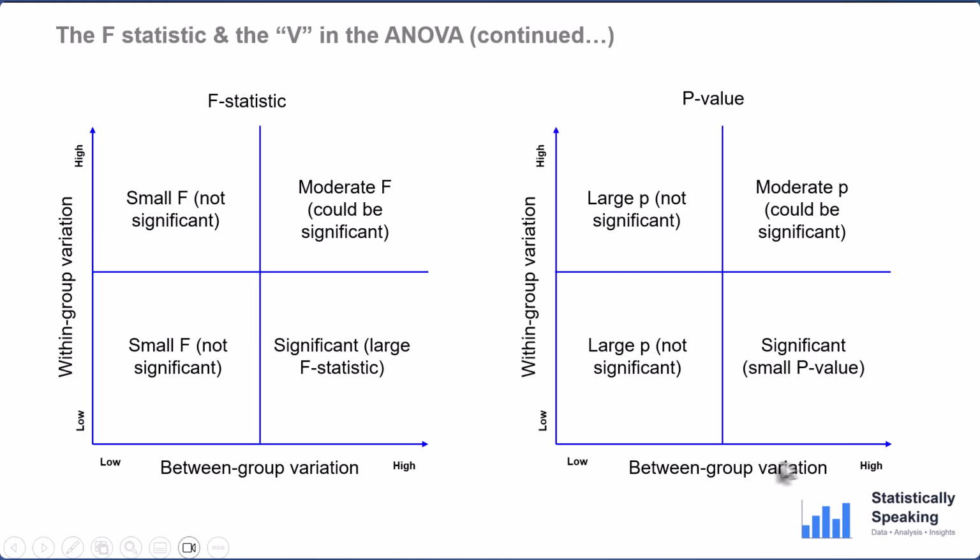And similarly for p values, if the between group variation is high and the within group variation is low, you would get a significant result. That is a small p value, a p value that's less than 0.05, meaning that you would end up rejecting the null hypothesis. Now, having covered the basics, let's do a couple of actual ANOVA tests and discuss the results.